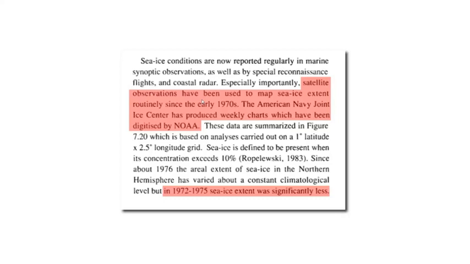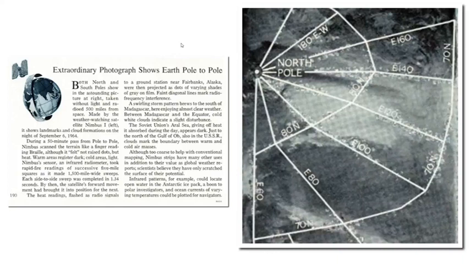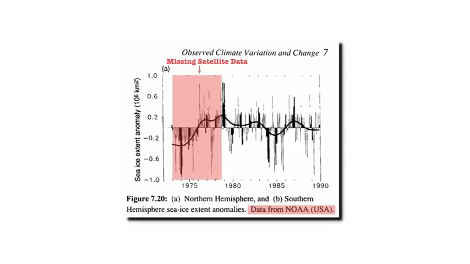Satellite observations have been used to map sea ice extent routinely since the early 1970s. This shouldn't surprise anyone because we went to the moon in 1969. We actually have satellite data from earlier than that. This is from the February 1965 issue of National Geographic. It's a satellite photo of Arctic sea ice looking down on the North Pole. It's pretty clear why the National Climate Assessment is hiding all the pre-1979 data, because it would wreck their linear downwards trend line.